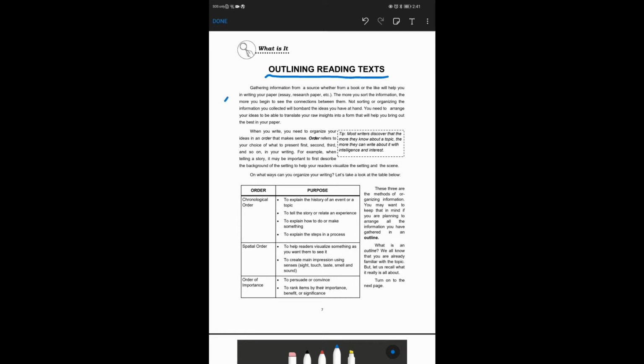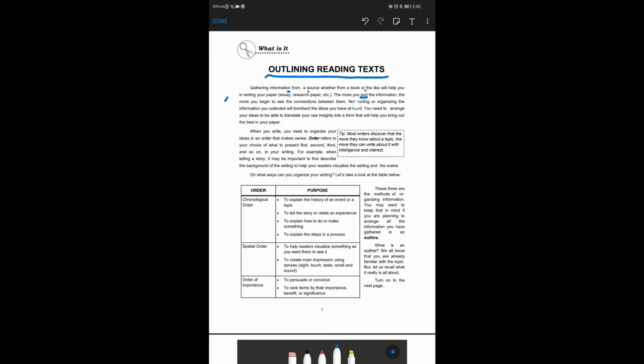Let's read. Gathering information from a source, whether from a book or the like, will help you in writing your paper, be it an essay, a research paper, whatever. The more you sort the information, the more you begin to see the connections between them. Again, when we say the word sort, it simply means organize. So the more you organize the information, the more you begin to see the connections between them.